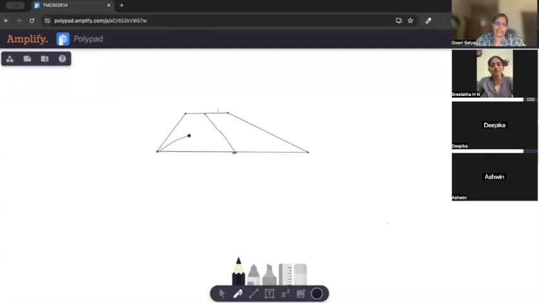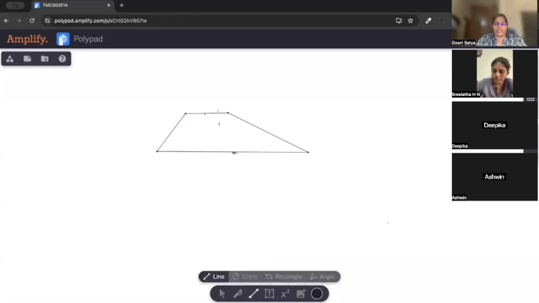And the diagonal, the other diagonal will pass through the midpoint. How do we prove this?